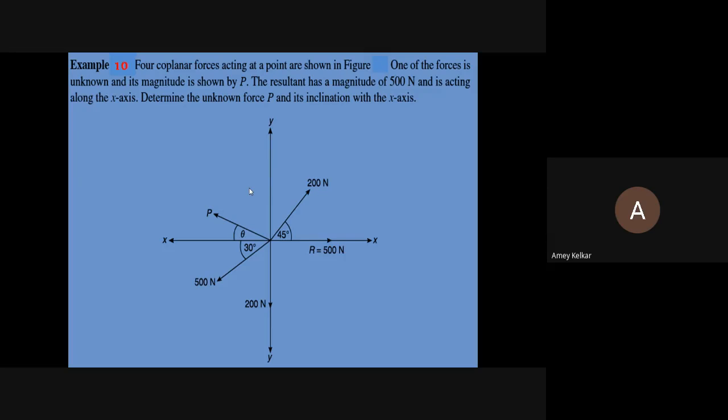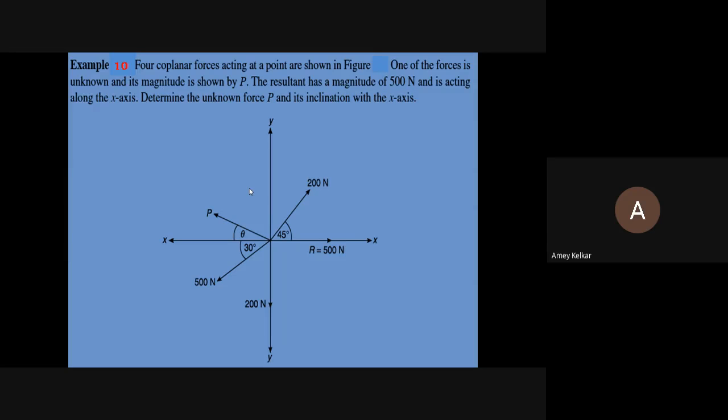The thing we used to find is R, using the formula square root of summation Fx square plus summation Fy square, where these are the x components and y components. We used to find the resultant. But in this example, the resultant is given directly. The resultant is said to be 500 and its direction is also given. We need not find theta because they have said that the resultant is acting along the x-axis, which is shown in the figure. So now this is the example.